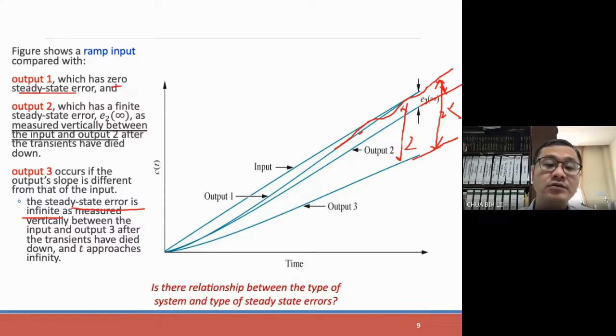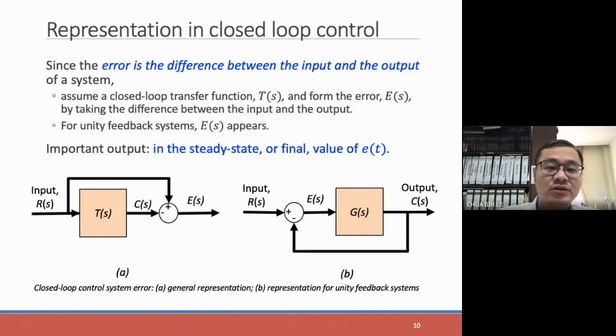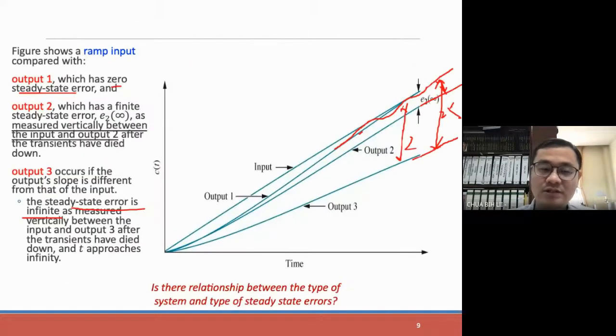So what we would like to see from this kind of knowledge is whether there is a relationship between the type of system and the type of steady state error. Here we will start to explore this idea. If we know the type of system has a relationship with the steady state error, then we would know what kind of input to give the system to avoid all this unnecessary steady state error.